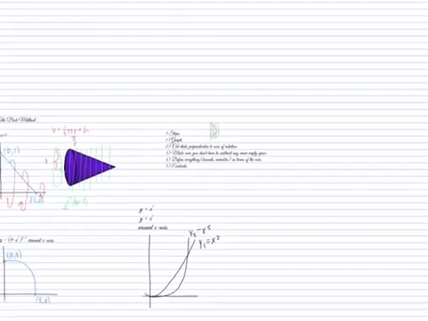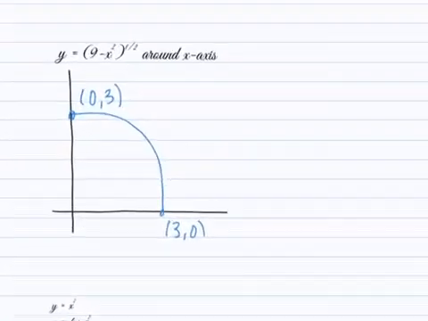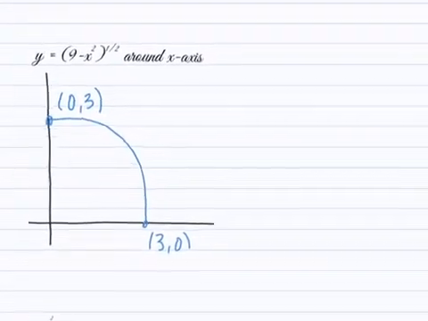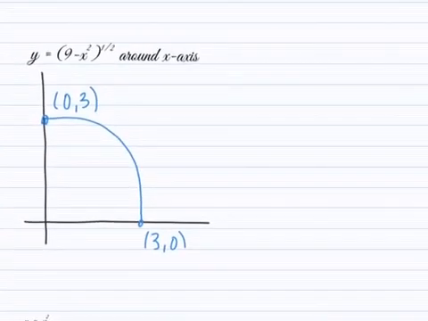So, let's start with an example. For this example, I have them all graphed already because that would just take too long and I don't want this to be too long.